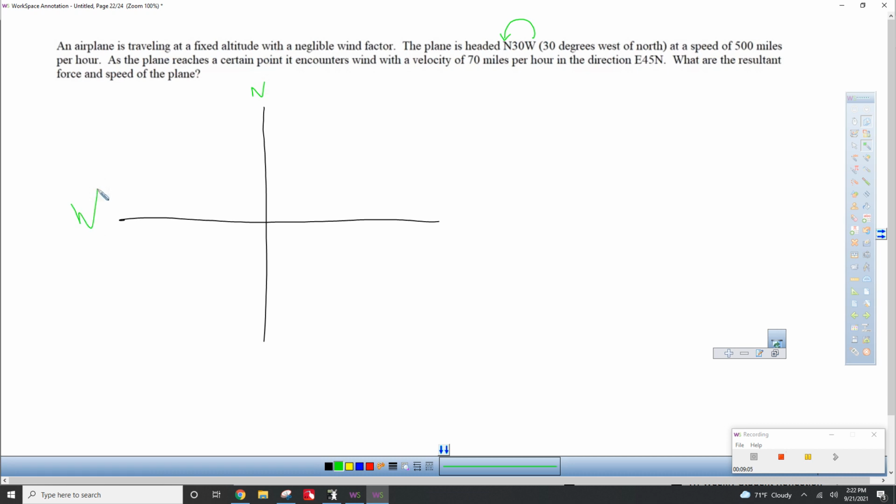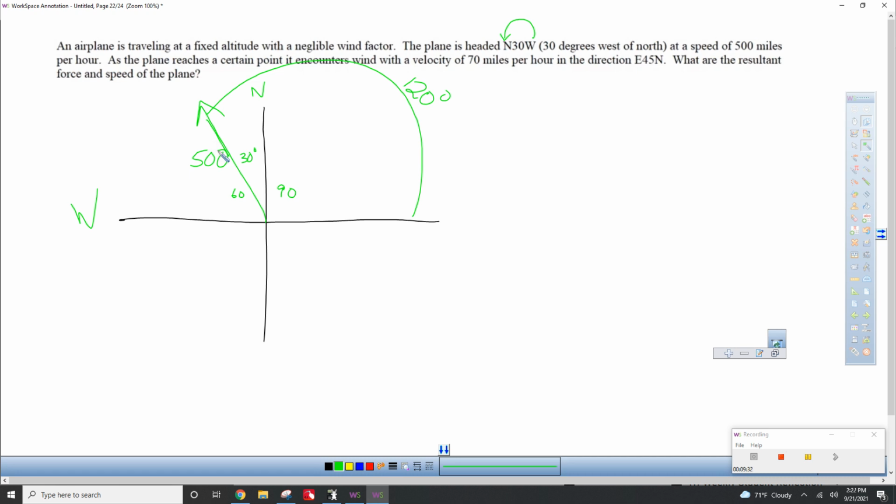So how far is 30 degrees west of north? It's this right here. That's 30, that's 60, this is 90. So what is our direction angle? Well, it's 120 degrees. It's either 60 less than 180 or it's 30 more than 90, however you want to interpret it. And we're going, there's that number again, 500 miles per hour.